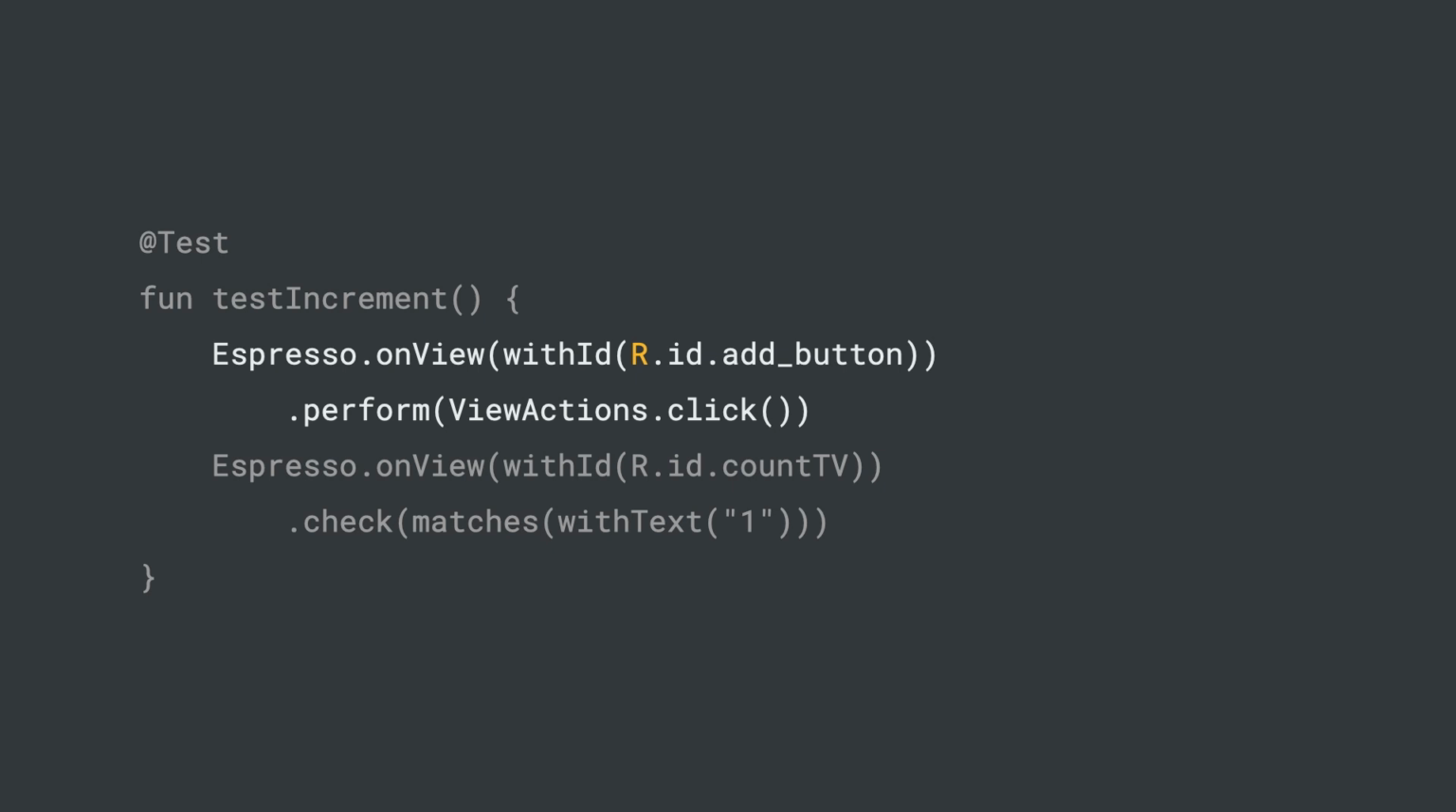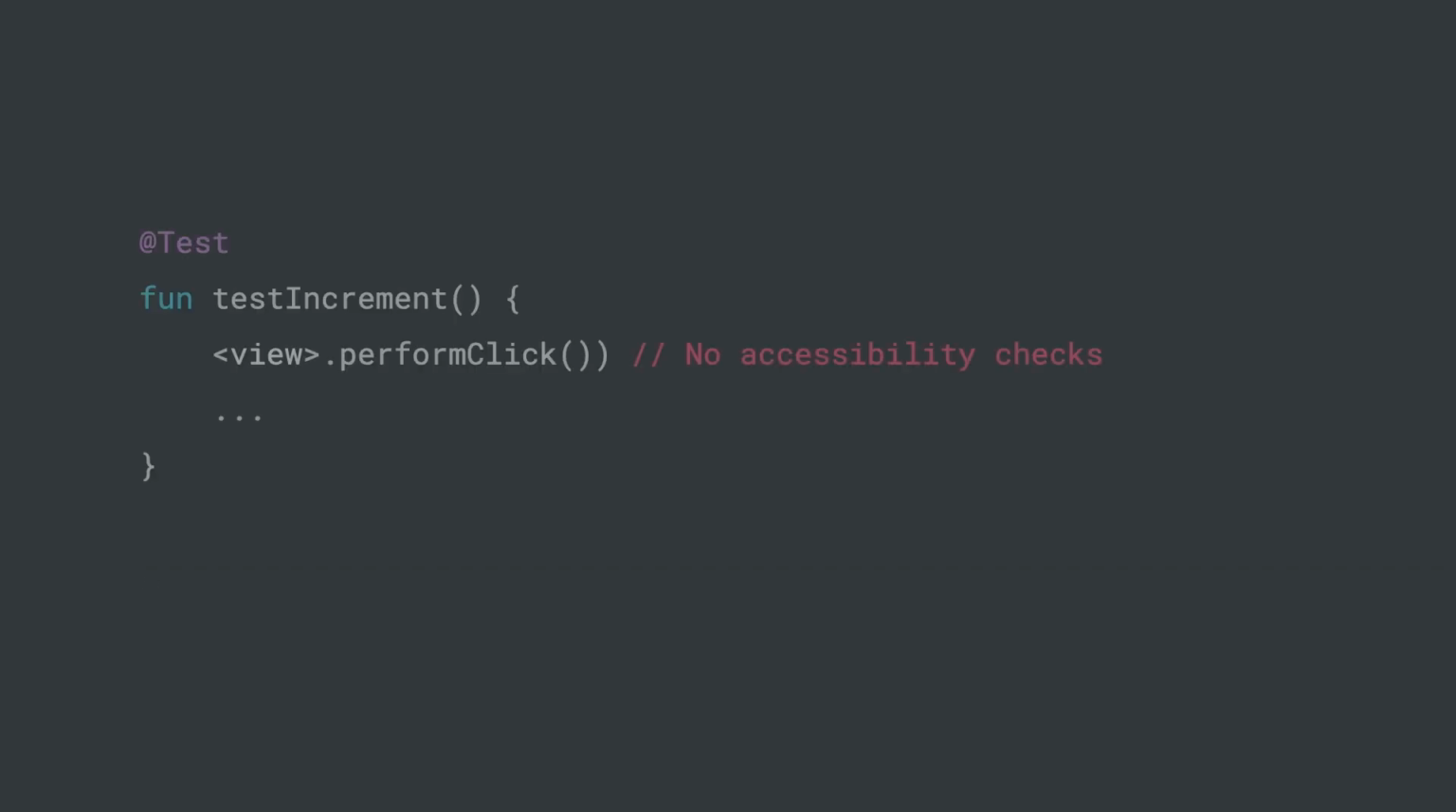This is because by default, accessibility checks are only performed on views that perform a view action. For example, accessibility checks would be skipped for a test that directly invokes a view's performClick method. However, accessibility checks would run in a test that calls perform(ViewActions.click()).